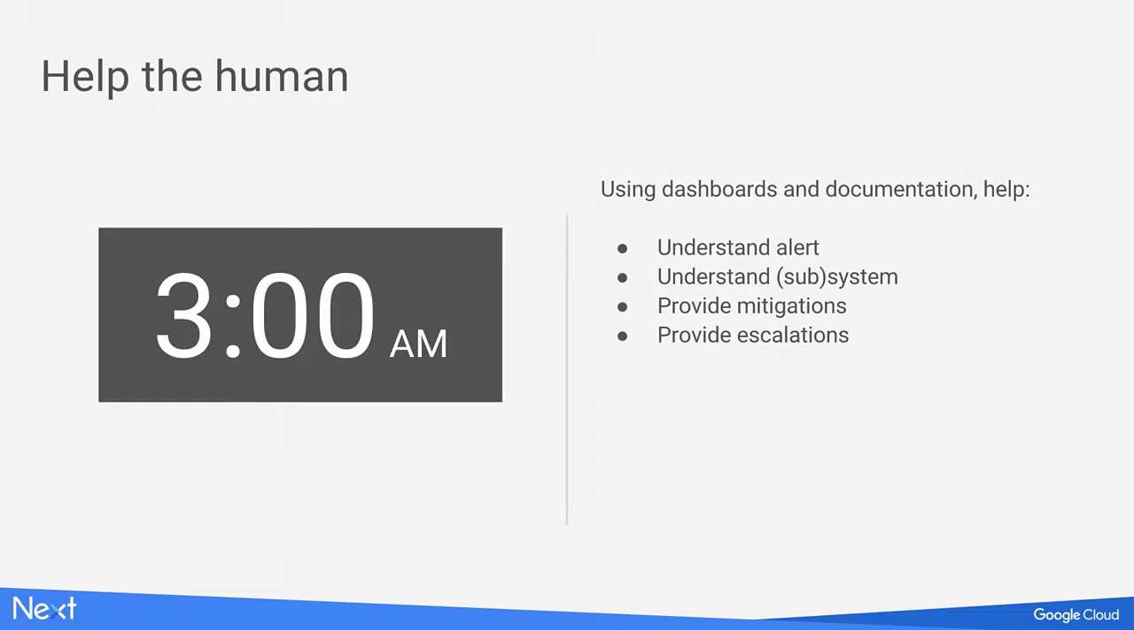So the other thing you want to do to help the human is use dashboards and use what we call documentation. In Stackdriver, sometimes it's referred to as runbooks. You want to make sure that whoever responds understands what the alert is about, what was violated, what the SLO is, what subsystem it relates to in your service, where to go, and how to mitigate. You have to provide that, especially upfront, and the path to escalation.